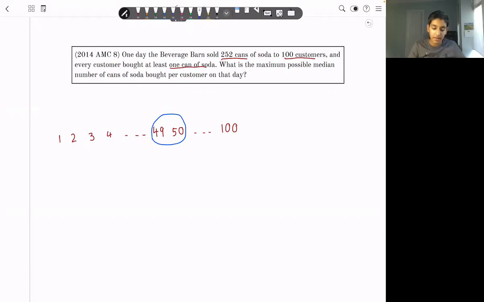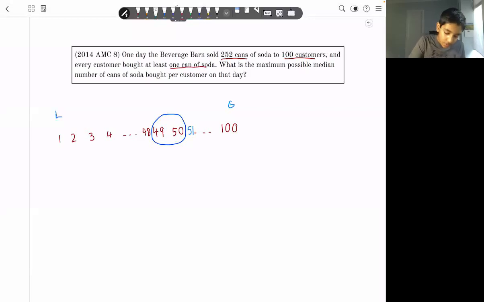So how can we do this? Now that we're trying to maximize this value, if we're trying to maximize it, we don't really care about the first 48. These can be as low as possible, because we want to make 49 and 50 large. Oh, and just to be clear, I forgot to mention this: this is starting from least to greatest. So we want to maximize 49 and 50, but we must know that 51 to 100 are going to be greater than 49 and 50. We'll get to that later.